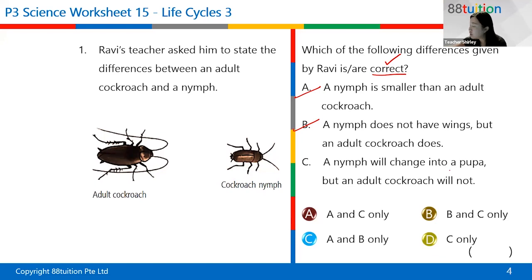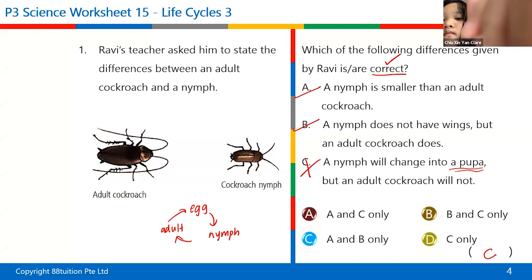A nymph will change into a pupa. Is that correct? No. Okay, so the answer is C. No. Yeah, the nymph will not change to a pupa. It's basically straight away from nymph to nymph, right? And then to adult cockroach. Yeah, so that is the life cycle of a cockroach.